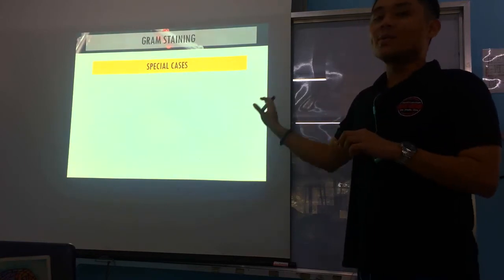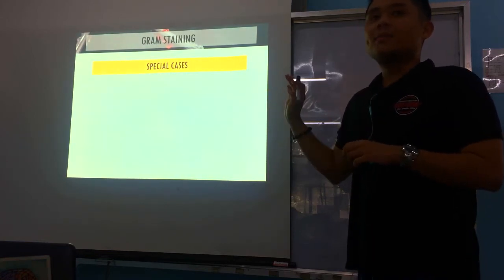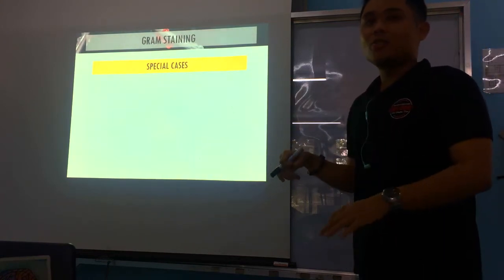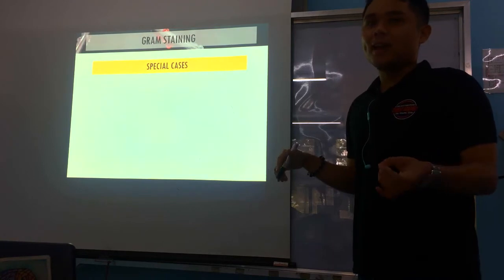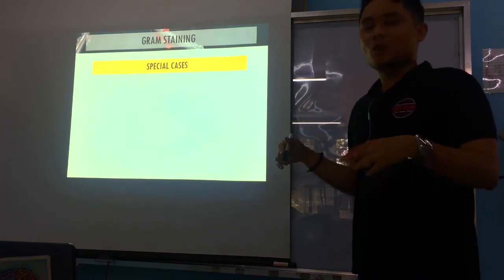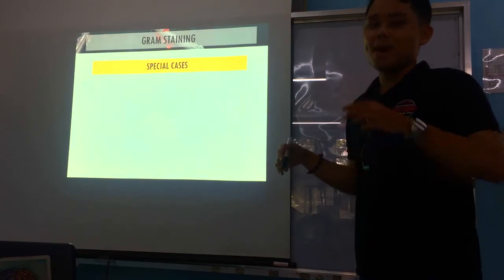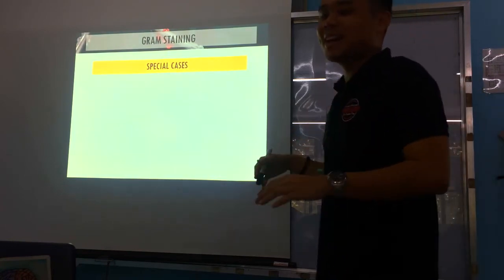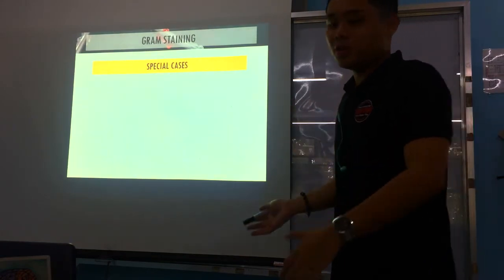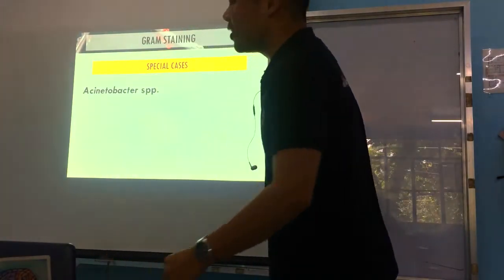For some of the organisms I will share here, the counterstain is different so that they can be seen. Okay, so these are not all bacteria that have interesting gram staining appearances, but I picked those that are fairly common. Again, these are different types of bacteria with special cases in terms of their gram staining reaction or their morphologies. Alright, so first we have Acinetobacter spp.